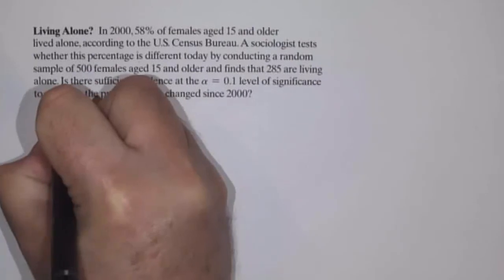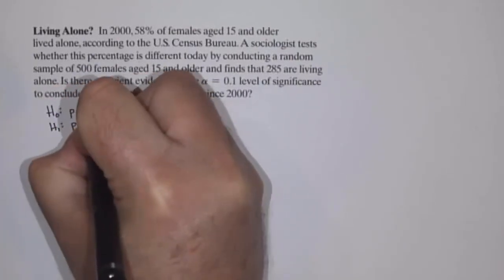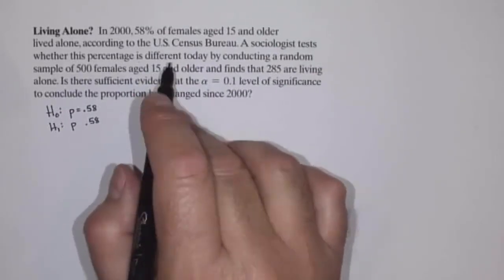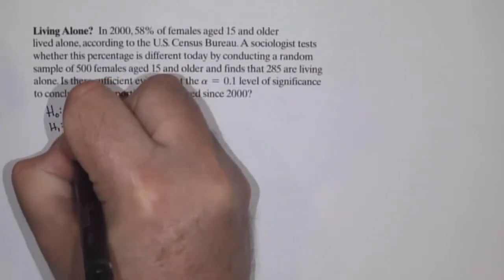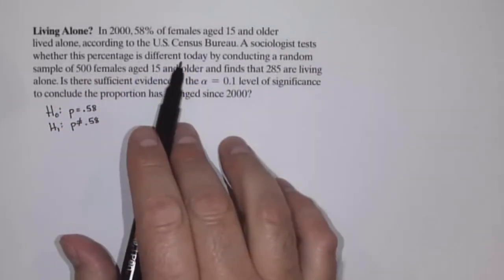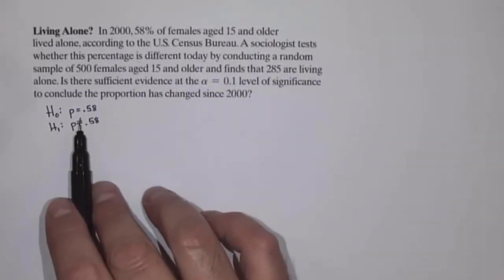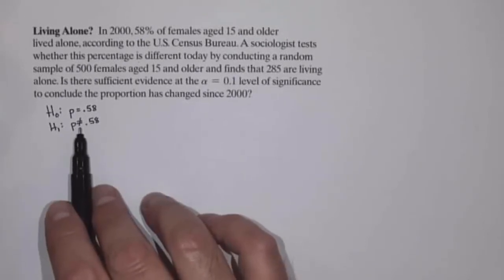and our alternative hypothesis is going to have the p not equal to 0.58. We want to know, is it different? So different means not equals. So it's not really saying, is it greater than, is it less than? We're just wanting to know, is it different? So that's going to make this a two-tailed test.